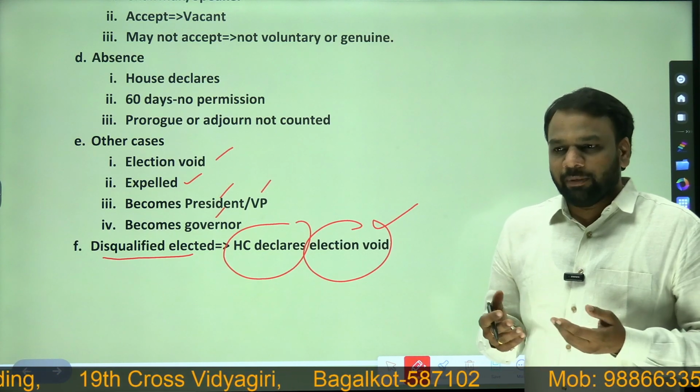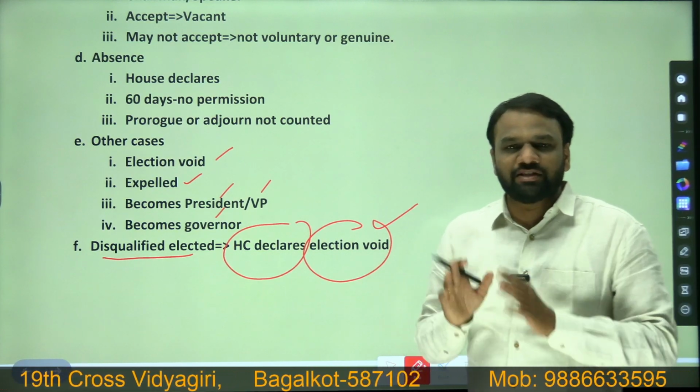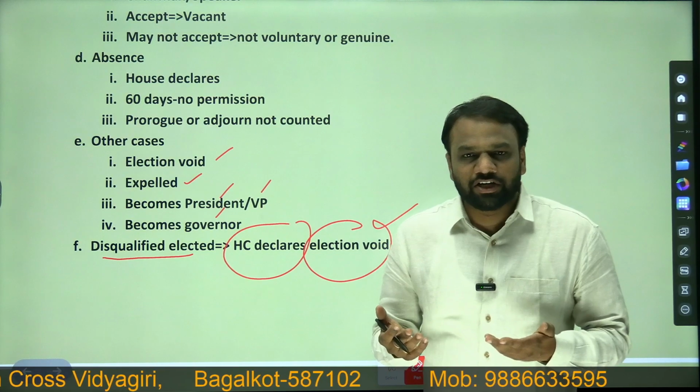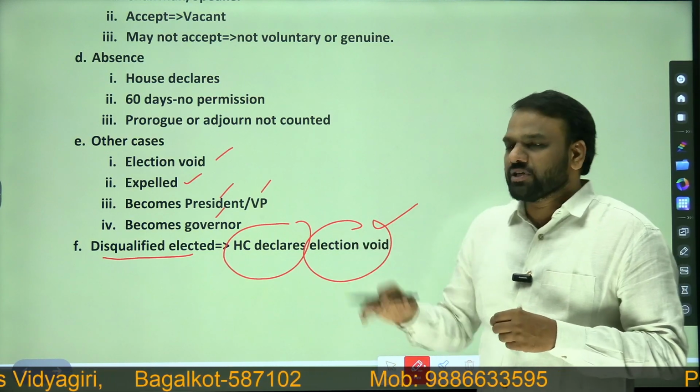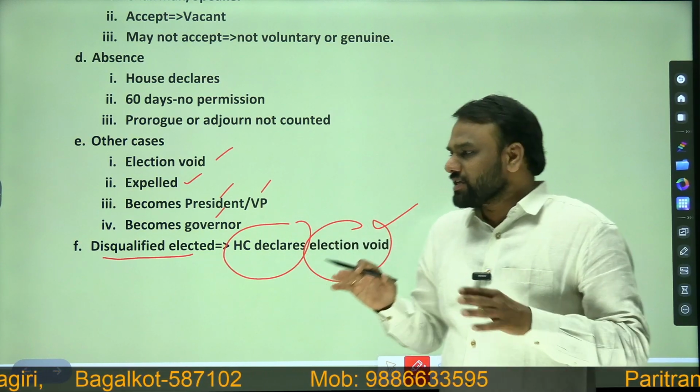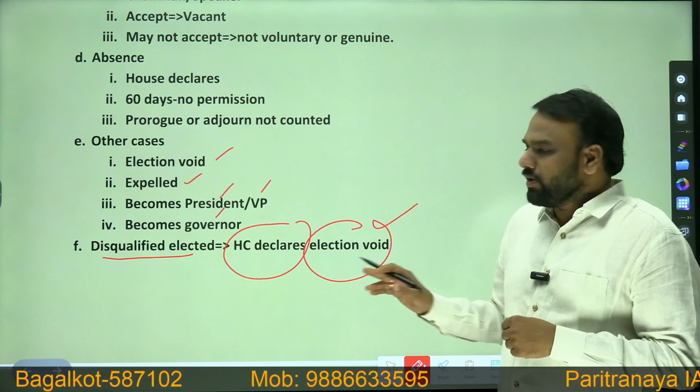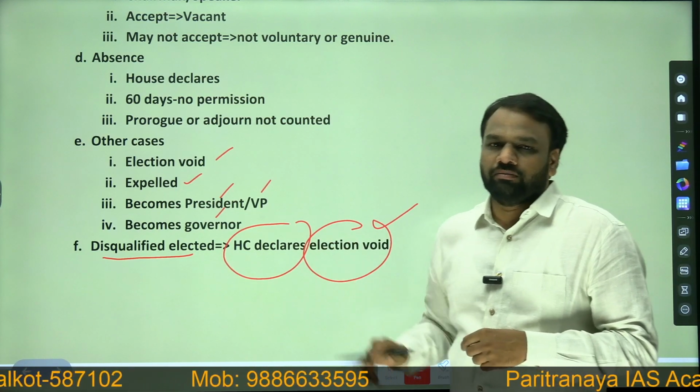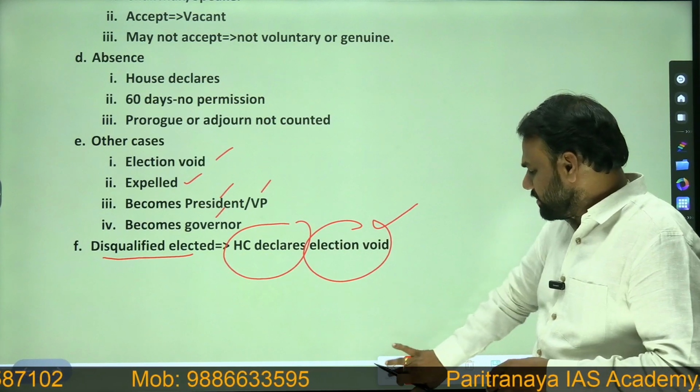For example, a person might have submitted a document saying that I am a citizen of India. But later on, after investigation, the High Court comes to a conclusion that the person who has contested in an election is not a citizen of India. So at that time, the High Court will declare his election as void. Okay, void.